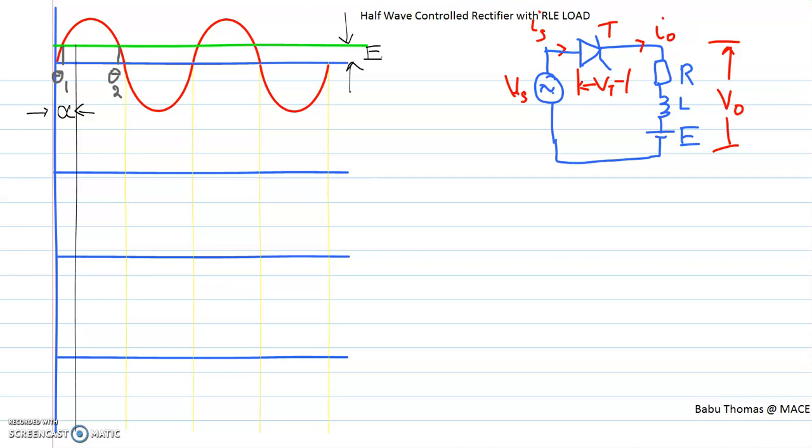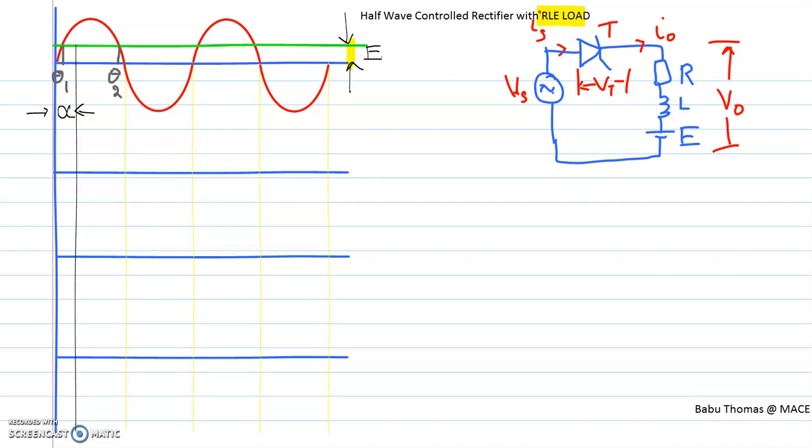Now we are going to discuss the half-wave controlled rectifier with an RLE load. You can just imagine the RLE load as a DC motor, so the back EMF is nothing but your EMF E. Here, this section is nothing but your E, and first we will try to fire the thyristor, and then observe how the output voltage waveform looks.